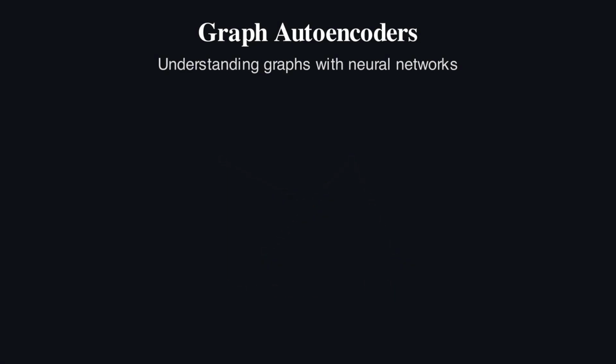Now let's take a closer look at how this works. We start with a graph. A graph is a set of nodes connected by edges, representing relationships between different entities. Our goal is to transform this graph into a simpler representation, while still keeping its structure.